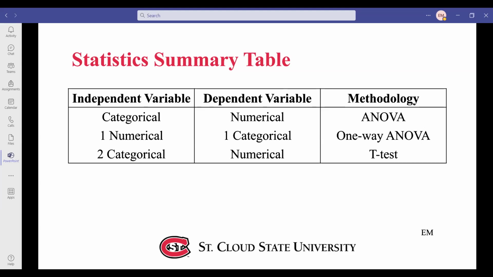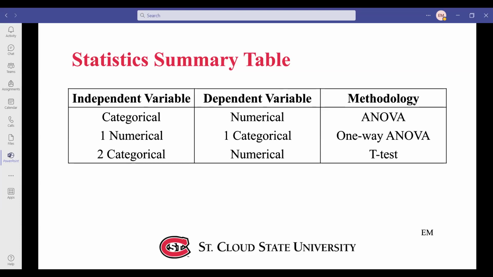As Dr. Sumaris said in the previous slide when he was explaining what ANOVA is all about, the independent variable and dependent variable comprise a lot of factors. It doesn't just boil down to one or two factors. Then we'll go to the second column. If our independent variable is one numerical variable and our dependent variable, which is our predicted variable, is one categorical, then we'll use one-way ANOVA.